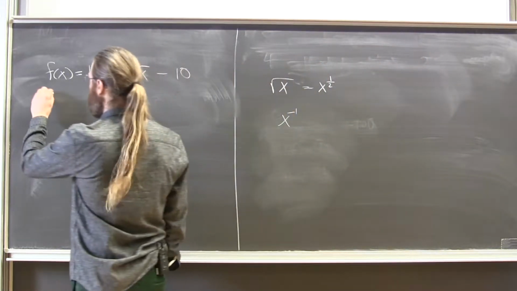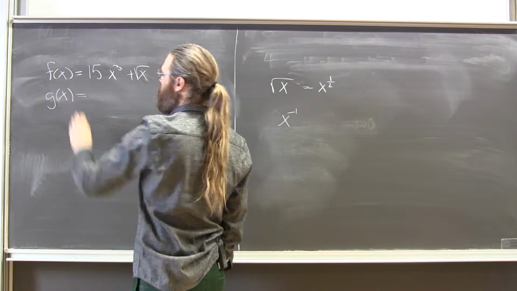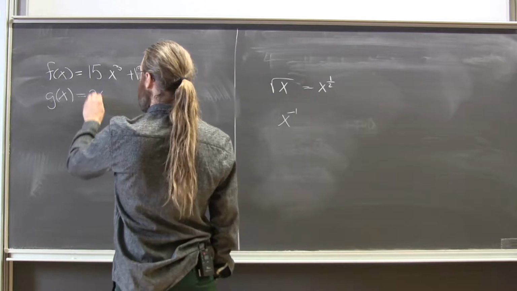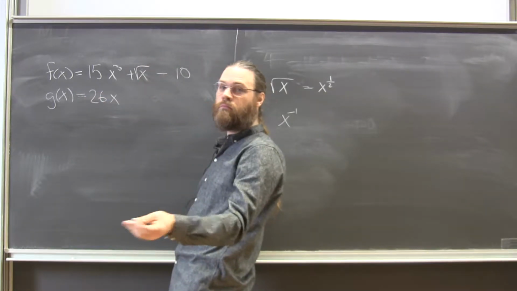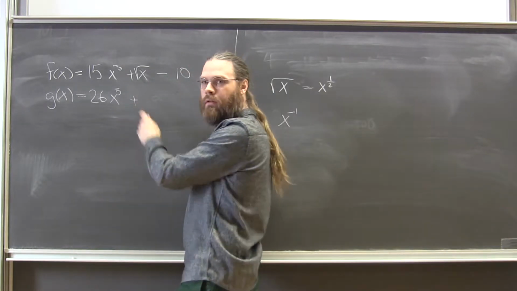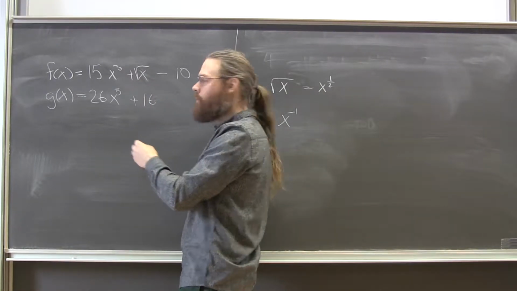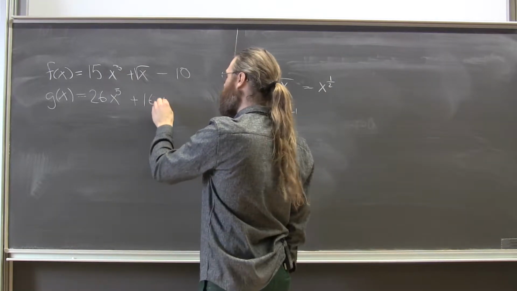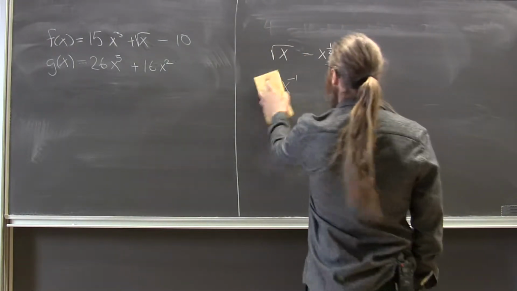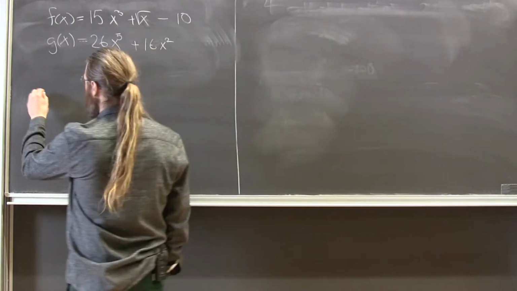Let's take another function. What should this be? 26 to the power 5, plus or minus something. 16. 16 times something. 6. Yes. x cubed. Yes. So x cubed. These are fairly simple functions, right? So we had rules for differentiating functions.